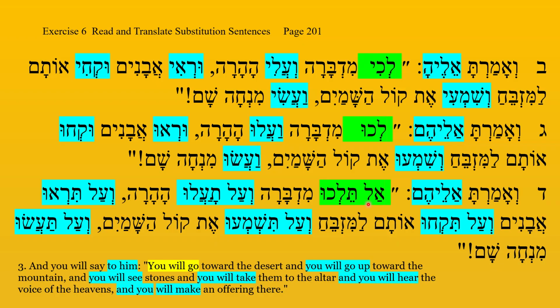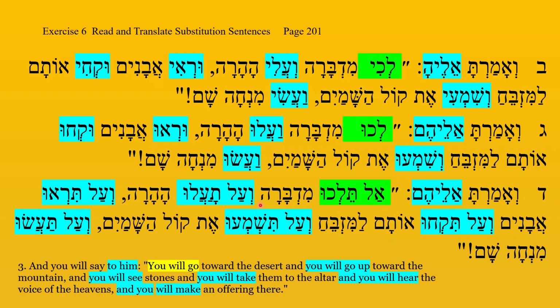All right, so now we're substituting the negative command form for the masculine plural. So we adjust for that. So we have, and you will say to them, do not go toward the desert and do not go up to the mountains and do not see stones and do not take them to the altar and do not listen to the voice of the heavens and do not make an offering there.